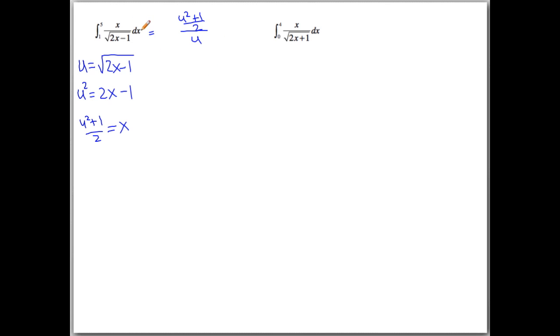And now I need to find dx. And so to find dx, I have to differentiate both sides. Okay, so here's dx, and then if I take the derivative of this side, this would give me 2u plus 0, so 2u over 2, which is just u du. And so now I can rewrite dx in terms of u's. So dx equals u du.